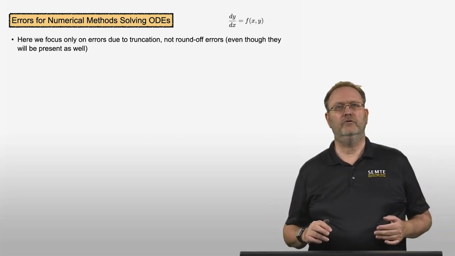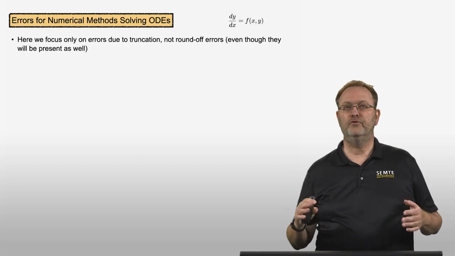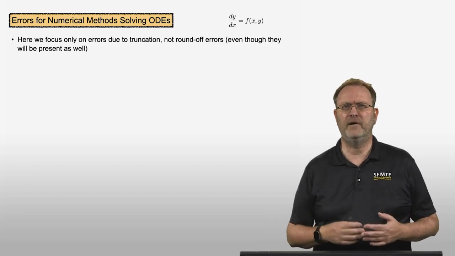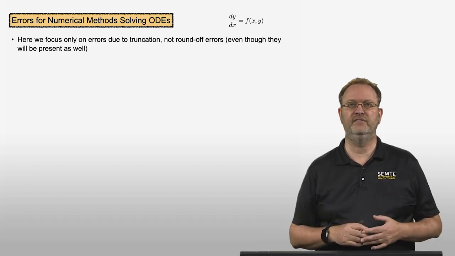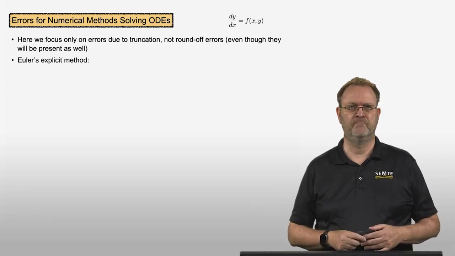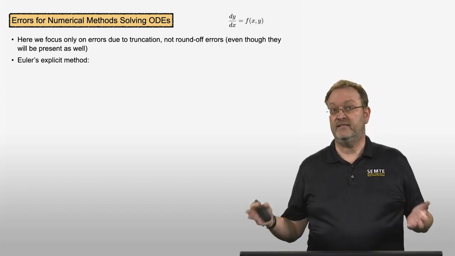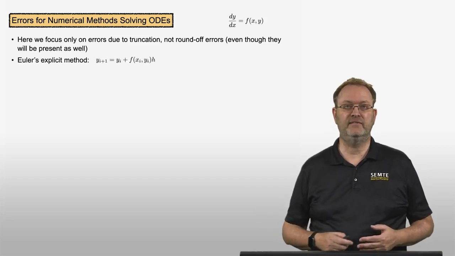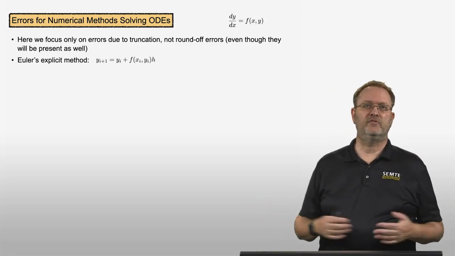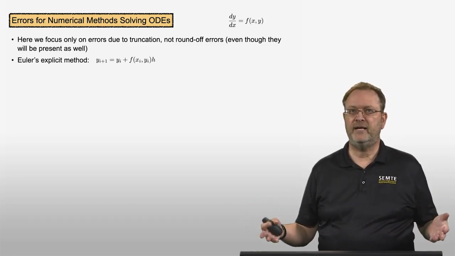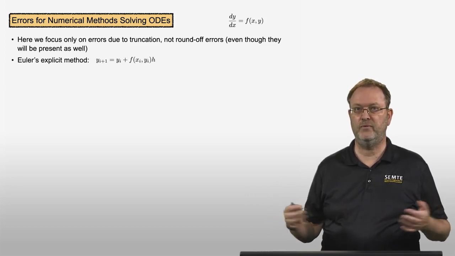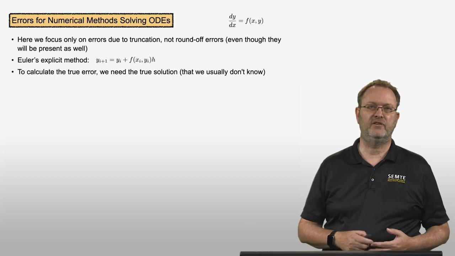And here we're going to focus only on errors that are due to truncation. But we know that we will also have round-off errors, but we will not specifically look at these here, right? Even though they will be, of course, present in our numerical solution. So let's look at, as an example, Euler's explicit method. Euler's explicit method was the new solution y_{i+1} is equal to the old solution y_i plus the right-hand side of the ODE evaluated at the known solution x_i, y_i times the step size h.